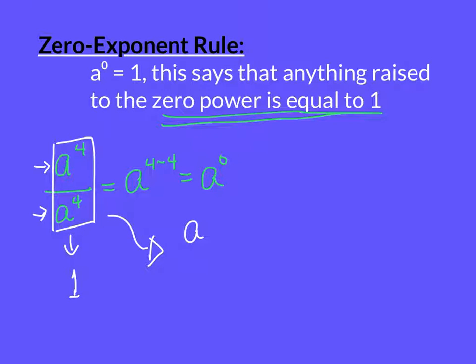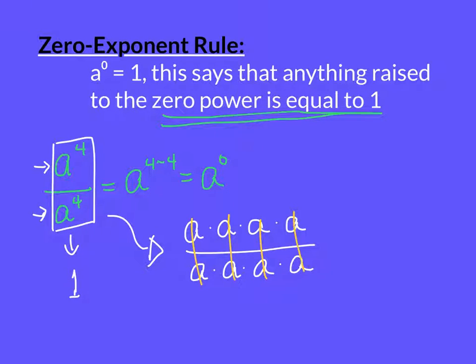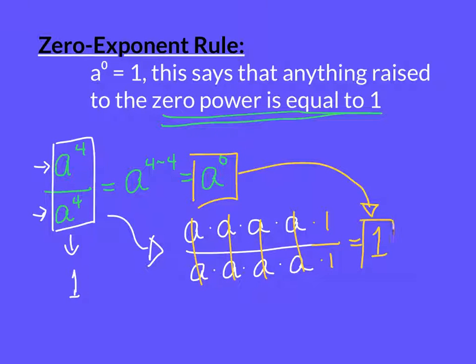Let's write this out. A times A times A times A, and I think that's 4 of them, 4 down the bottom. Cancel them. 1, 2, 3, 4. I've canceled all of them. Does that mean everything's gone? Of course not. Again, I have that placeholder. There's really a 1 here. And 1 over 1, well, that equals 1. So in 2 different ways, you should have seen how a to the 0 power equals 1.